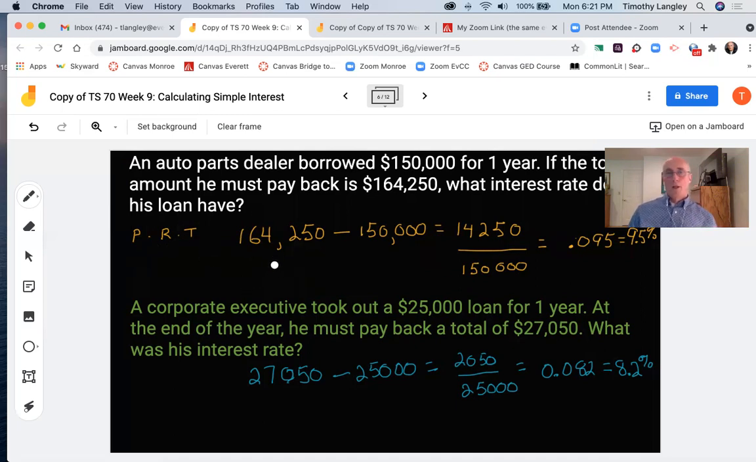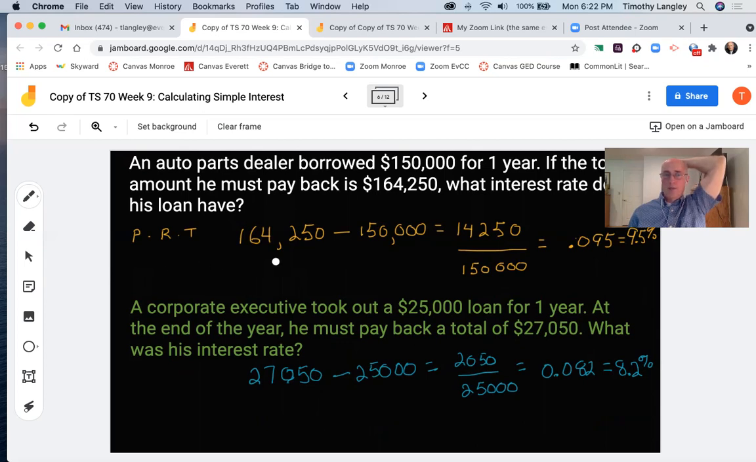Now, in order to get that, we have the initial loan was 150,000. The total that had to be paid was 164,250. What is the interest rate? So the first thing we're going to do here is take the ending value minus the starting value, and there's actually a formula.